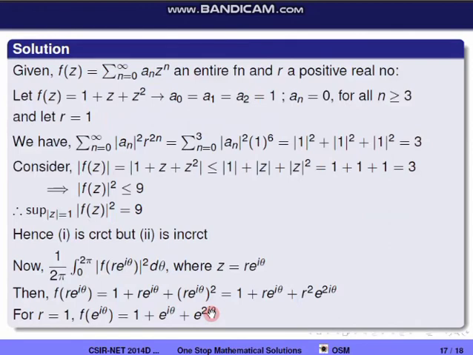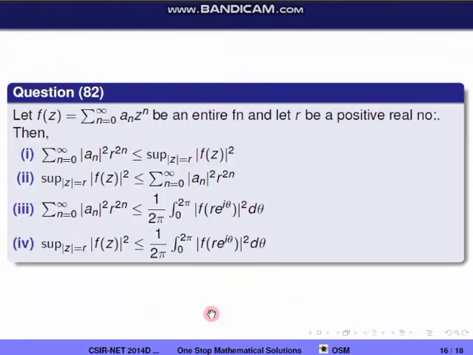So we will mark the correct options: 1 and 3.